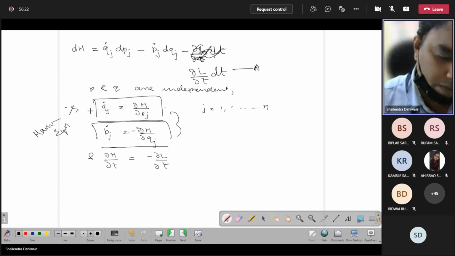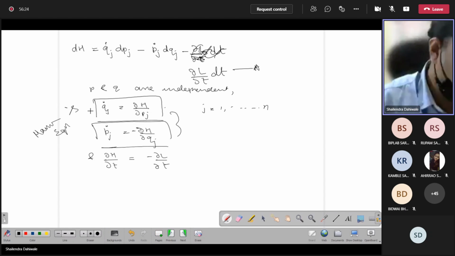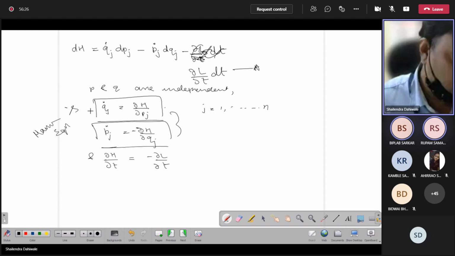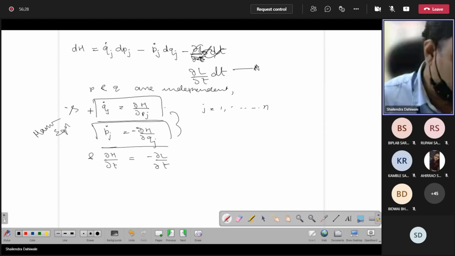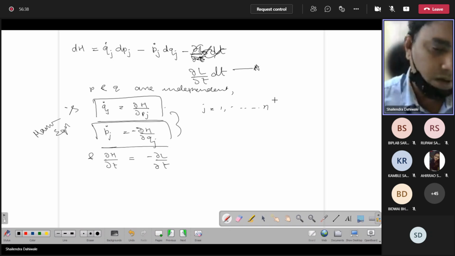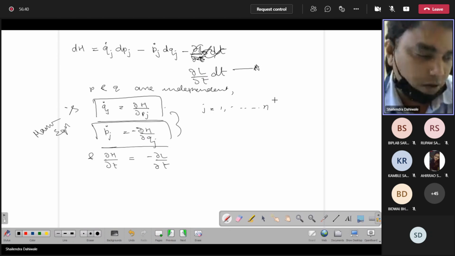So is this clear to everyone? Yes, sir. There is nothing much. You just have to take the total time derivative and then equate them. Okay. So what we have gotten is, in Lagrangian you have n second order differential equations, and here in Hamiltonian you have 2n first order differential equations.